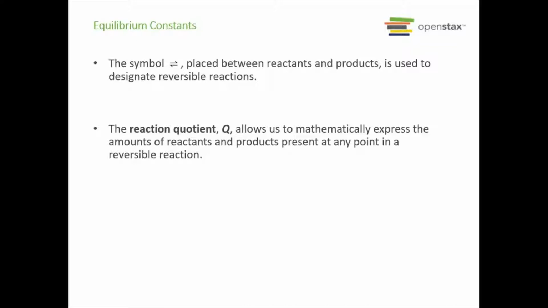So the first thing is the symbol that reversing reaction arrow that we put between the reactants and products designates a reversible reaction. Now, yes, technically the products are also reactants, but for the sake of just making our lives easier, reactants are still on the left, products are on the right. Then we use what's called the reaction quotient, or Q, to mathematically express the amounts of reactants and products present at any point in a reversible reaction.